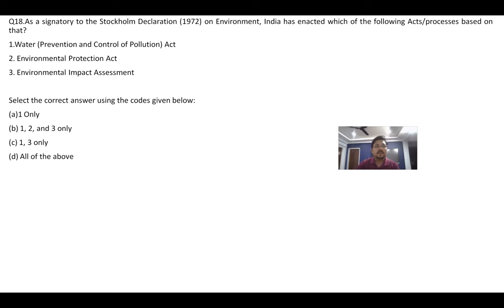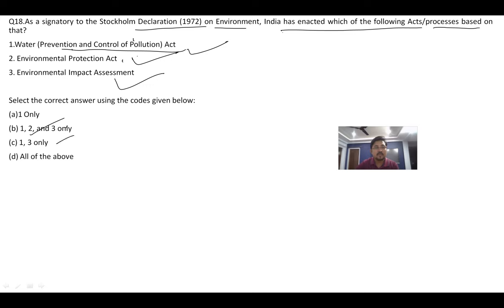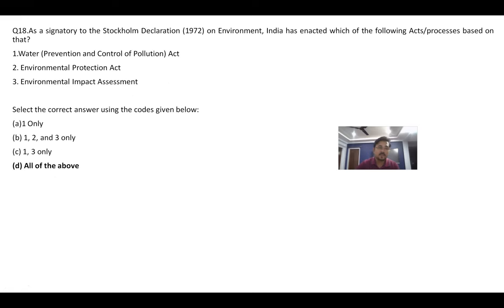Next, question number 18. As a signatory of the Stockholm Declaration 1972 on environment, India has enacted which of the following acts or processes based on that? Water Prevention and Control of Pollution Act, Environment Protection Act, and Environmental Impact Assessment. One only, one, two and three, one and three, and all of the above. So the answer is all of the above here. Okay.